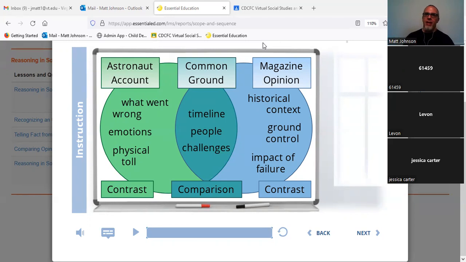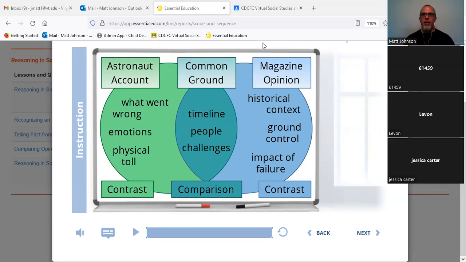So that really is the idea of history, right? It's not just about recounting an event. It's also understanding the significance of it, the impact that it had, and that cause and effect relationship. And then right in the center, we have those comparisons. So on either side is the contrast. Those ideas are exclusive to those two documents.